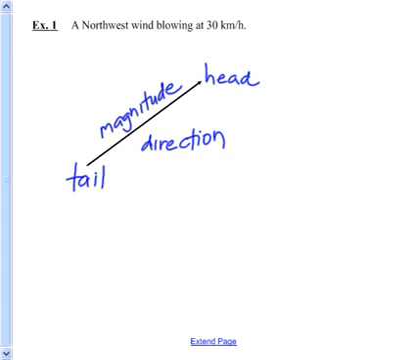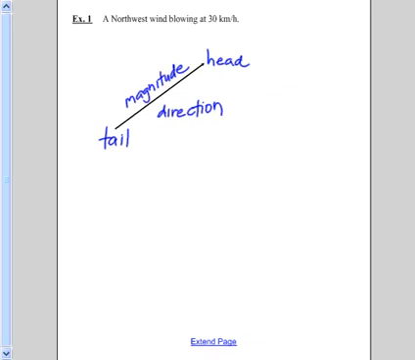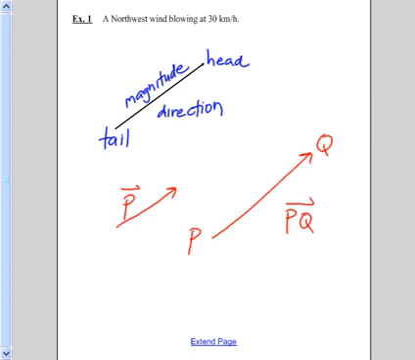Generally speaking, if we're doing mathematical vectors, which would be similar to this one, we would have a vector with a little small case letter with a little arrowhead over top of it. That is vector little p. Or we can draw a vector with the tail marked with a capital letter and the head marked with a capital letter, and we would call that vector PQ with a little arrowhead over top. So its name is PQ, always in the order tail, head.